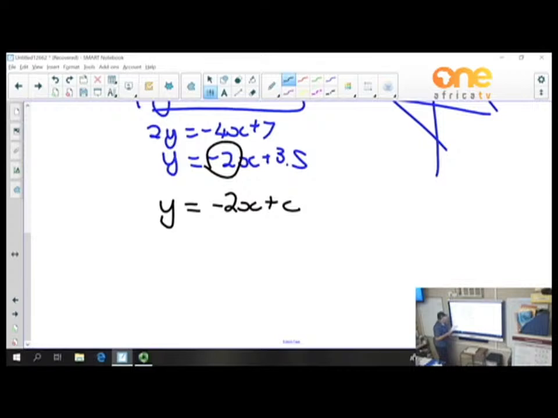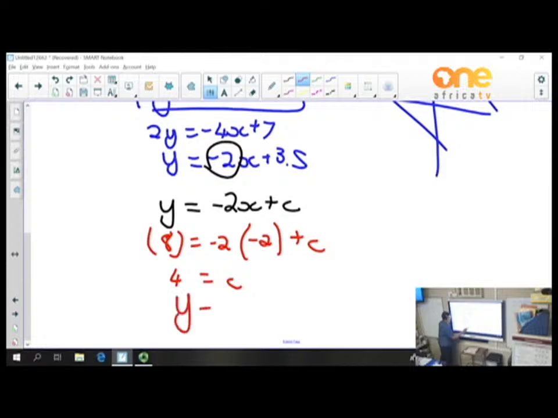And to find c, we always substitute. So that will then be 8 is equal to -2 times -2 plus c. So what is your value for c? So look here again, it's +4, and if you take it over, it's 4. So the equation is y is equal to -2x plus 4.